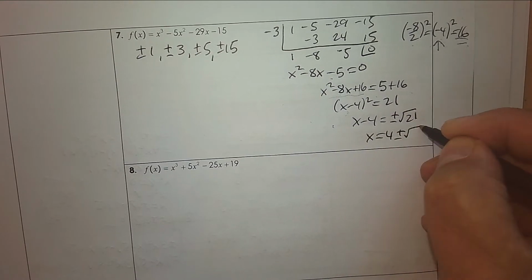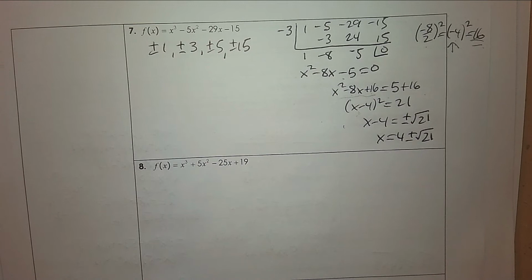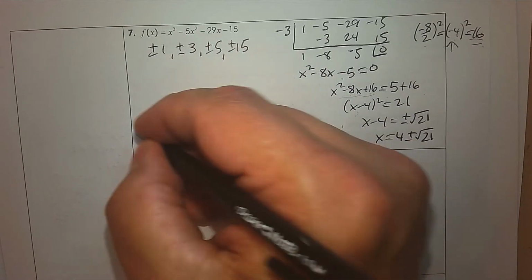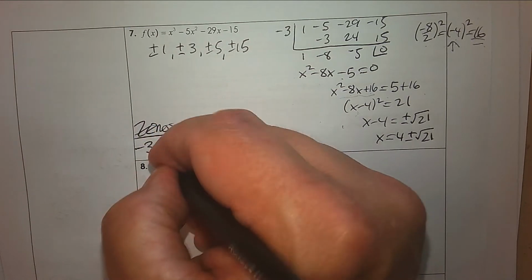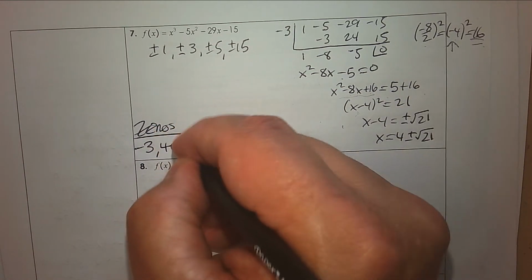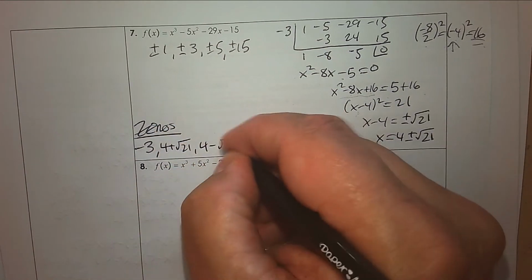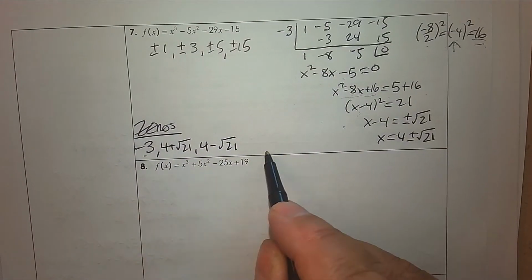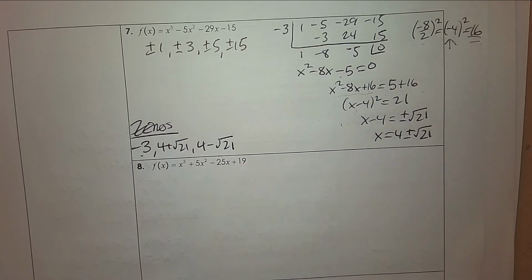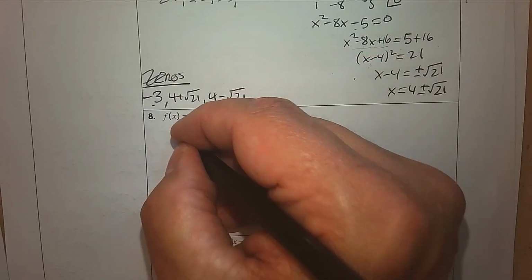Now, rational and irrational numbers cannot combine together, so they go beside each other. And now you have all the zeros. So negative 3 is a 0, and we have 4 plus root 21 and 4 take away root 21. Rational, irrational, completing the square. All right, number 8. The list.